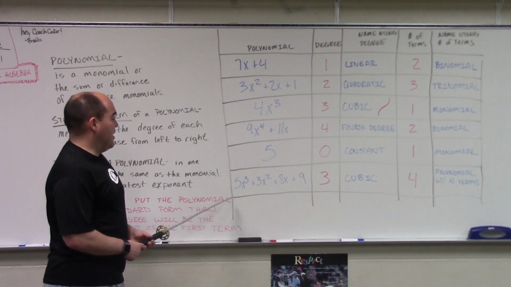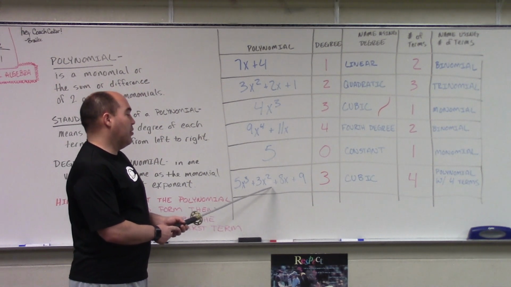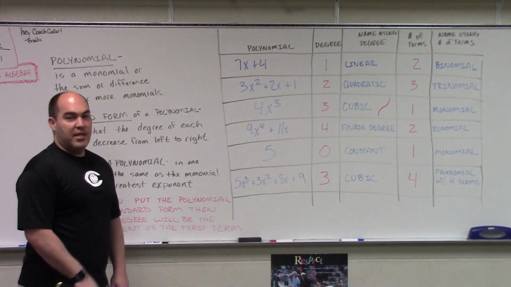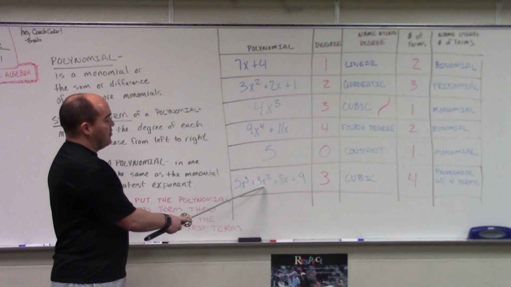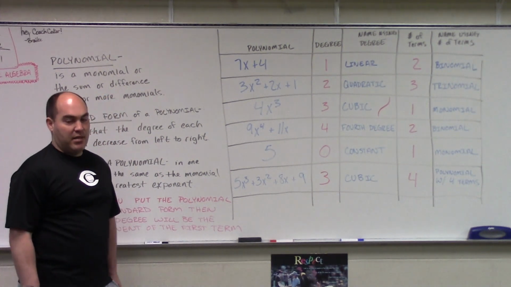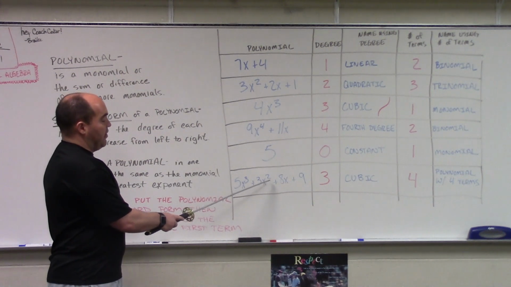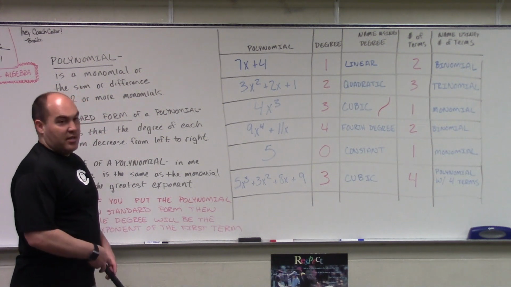Alright, and then this last example, we have 5x cubed plus 3x squared plus 8x plus 9. So once again, we can see that that's already in standard form because we've got our x cubed, and then our x squared, and then our 8x, and then our constant term last. The exponents are decreasing as we go. And so that's in standard form.